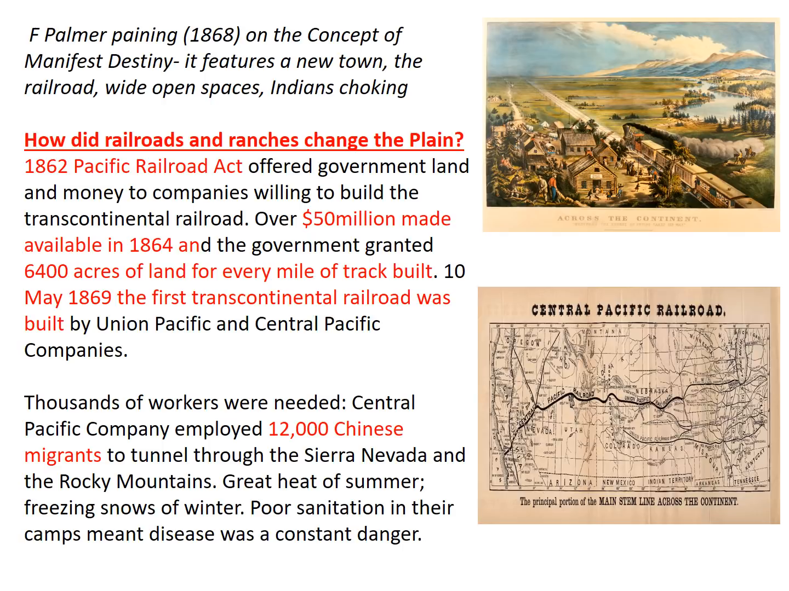Thousands of workers are needed. 12,000 Chinese migrants were employed by the Central Pacific Company to tunnel through the mountain ranges of the Sierra Nevada and the Rocky Mountains. Awful conditions in the heat and the freezing snow of winter. Terrible sanitation. But you know, the drive towards the money that was at the end of this meant that the companies made the money and the workers were exploited and suffered.